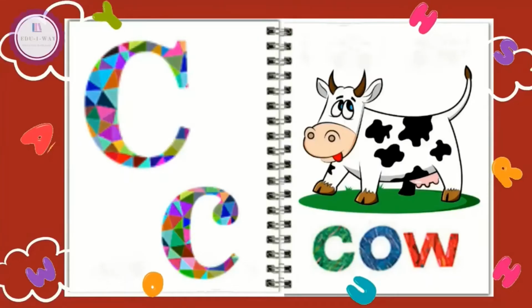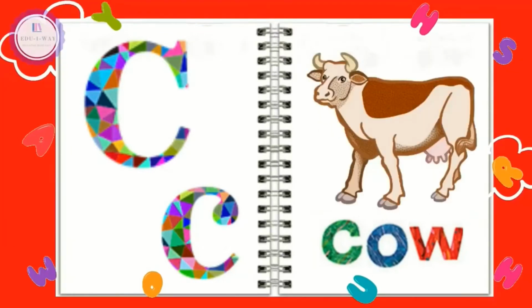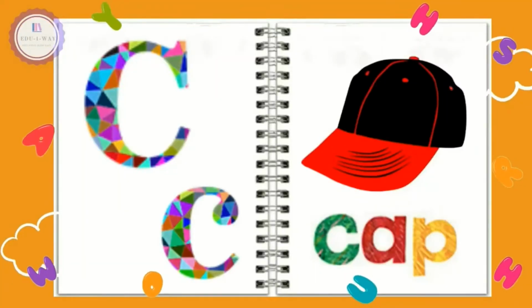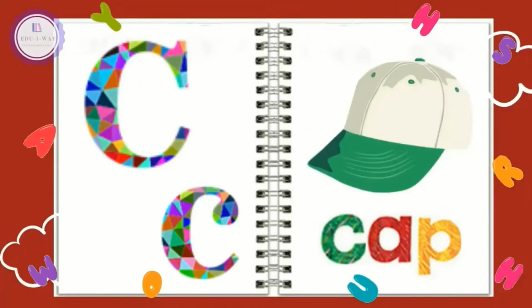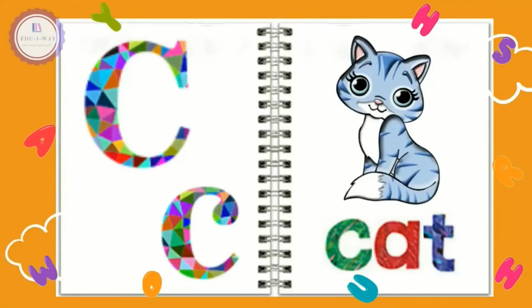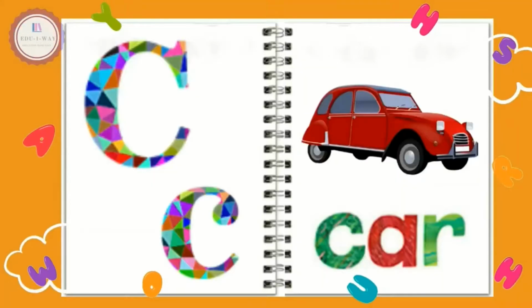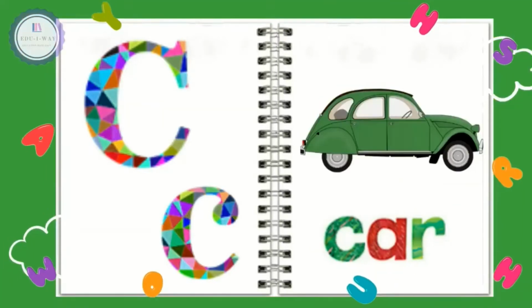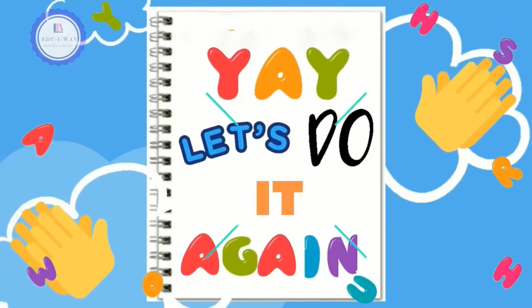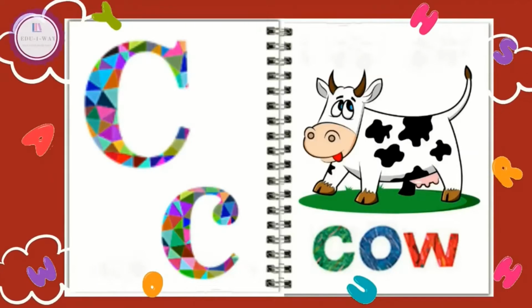Ka for cow. Cow, cow, cow. Ka for cap. Cap, cap, cap. Ka for cat. Cat, cat, cat. Ka for car. Ka, ka, ka. Let's do it again.